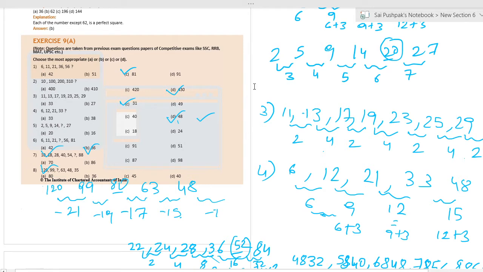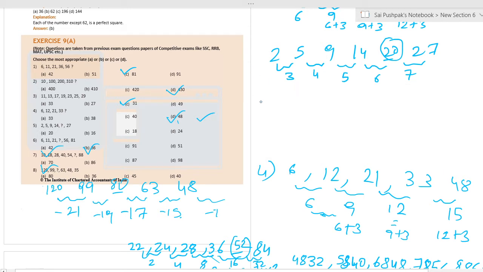Let us do the fifth one now. Fifth one, 2, 5, 9, 14, dash, 27. Difference here is 3. Difference between 5 and 9 is 4. And 9 and 14 is 5. So if you see, there is a pattern in the difference. 3, 4, 5. What will be the next difference?